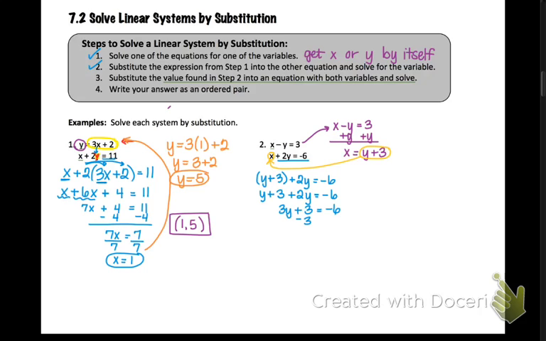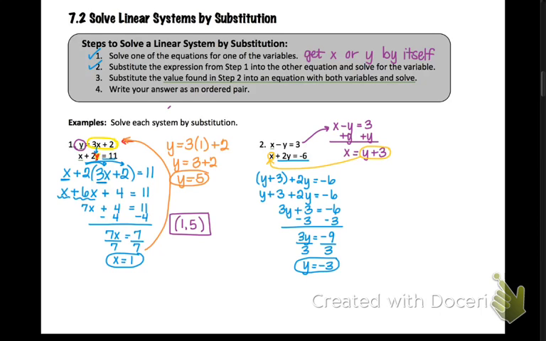Now we need to subtract 3 from both sides. That gives us 3y equals negative 9, and we divide by 3 on both sides now, which tells us that y is equal to negative 3.